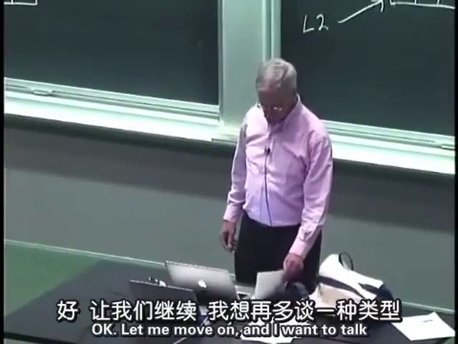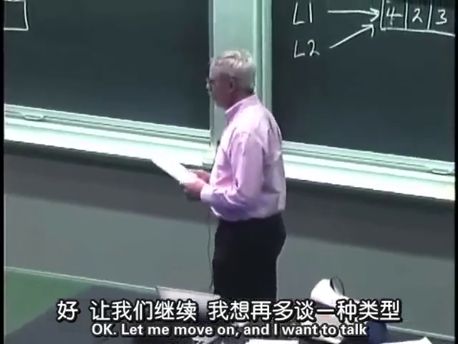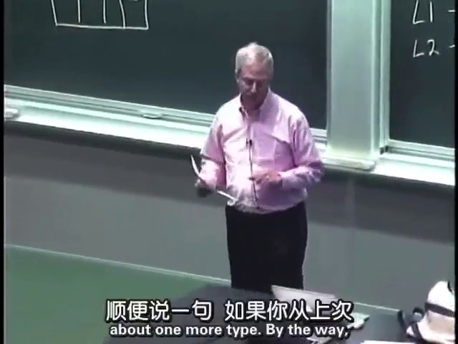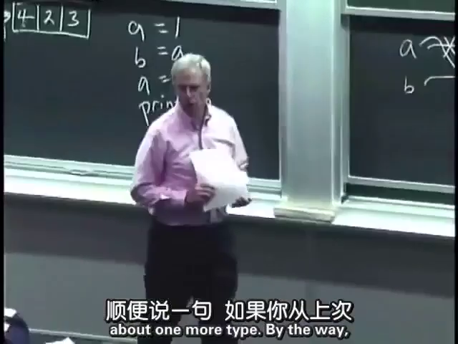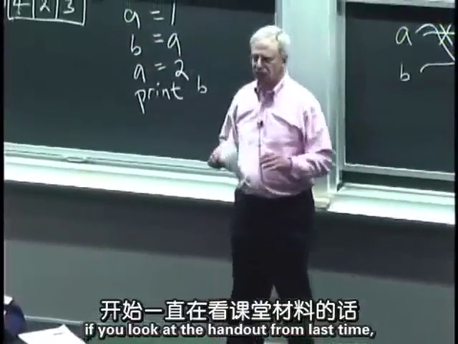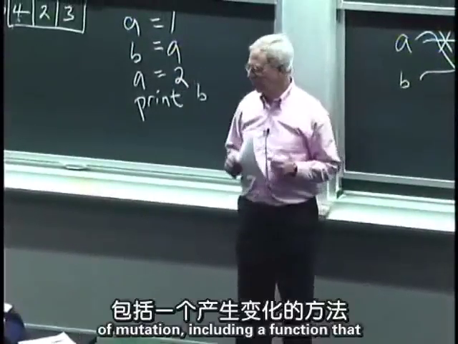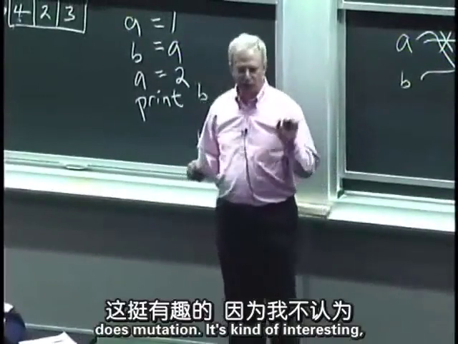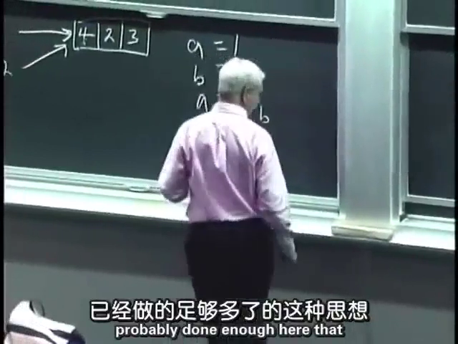All right? Okay, let me move on. And I want to talk about one more type. By the way, if you look at the handout from last time, you'll see that there are some other examples of mutation, including a function that does mutation. That's kind of interesting, but I think we've probably done enough here that I hope it now makes sense.